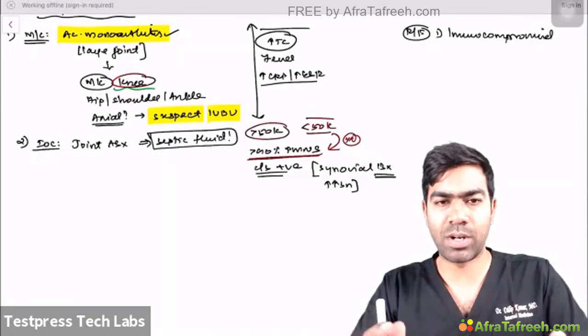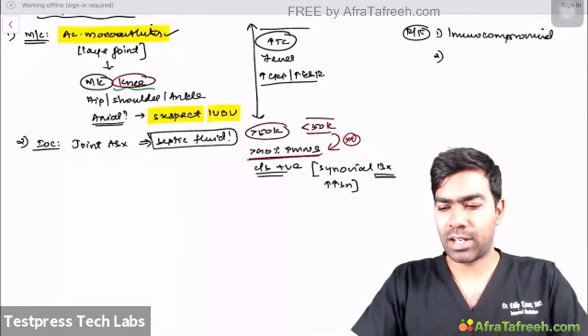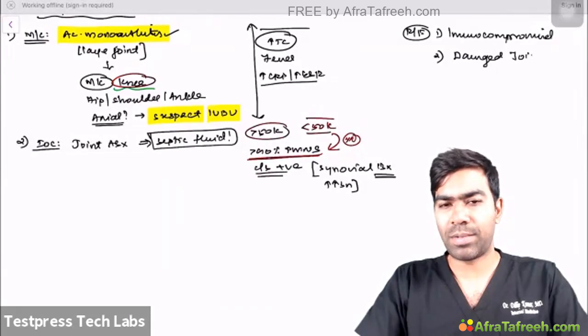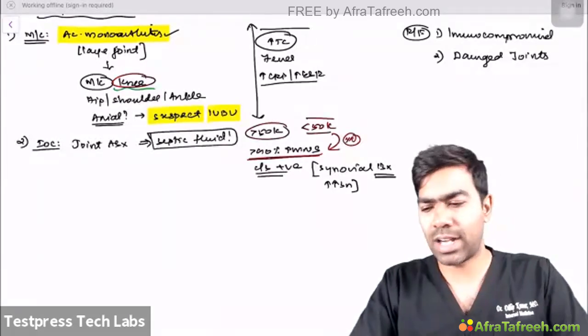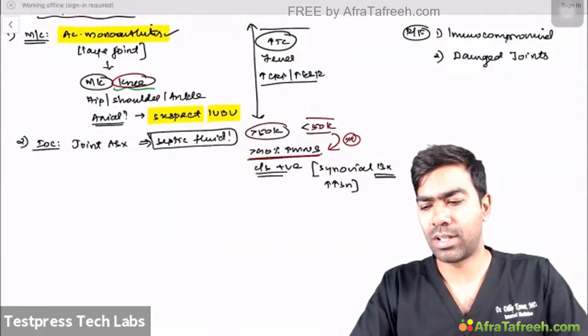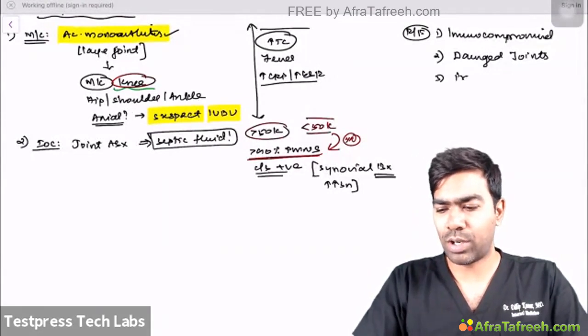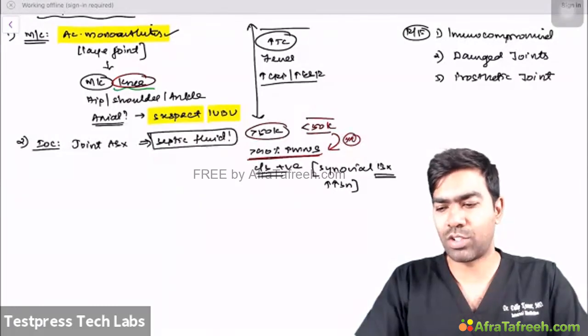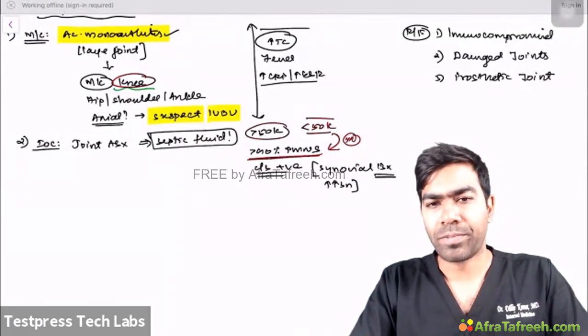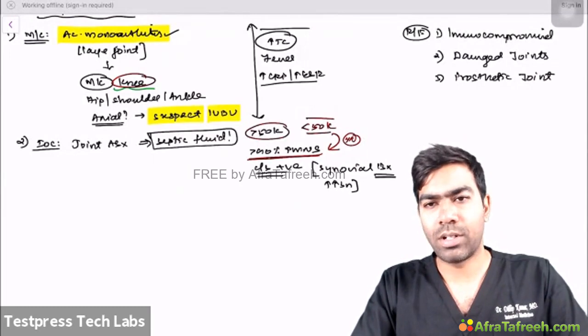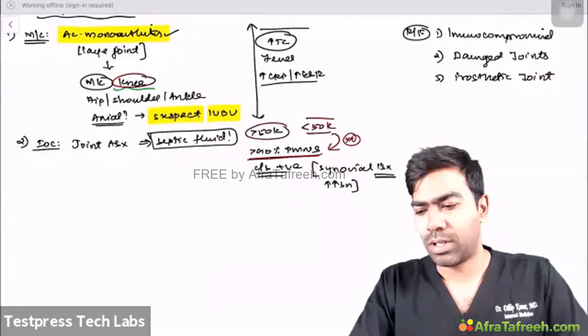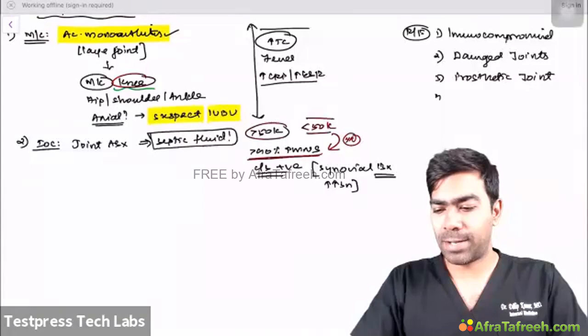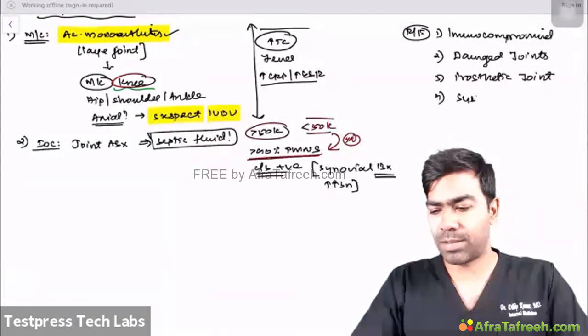This is the number one risk factor. And second, if the patient has damaged joints in the setting of chronic, long-standing, severe osteoarthritis, rheumatoid arthritis, or the patient has a prosthetic joint, that is a very high risk factor because it's a foreign body. In that setting, you can get infection. And at the same time, the patient may have a systemic bacteremia.